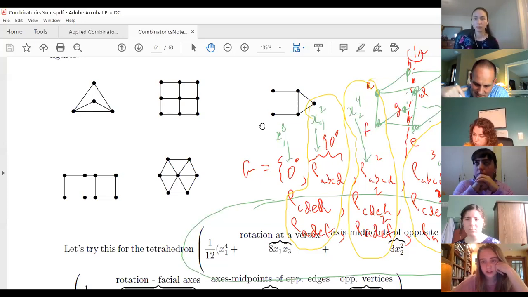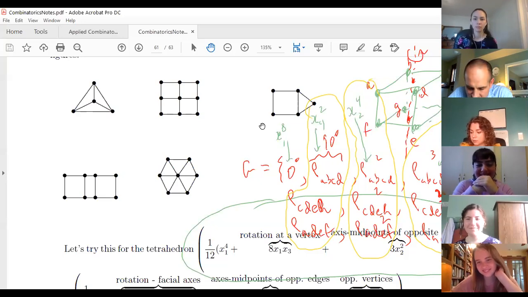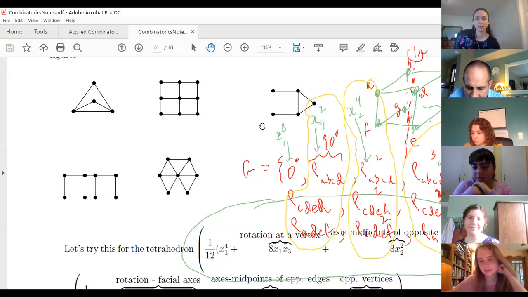You could draw an axis through each pair of opposite edges or vertices. Okay, so let's see here. So you can do opposite edges or opposite vertices. Nice. Okay.